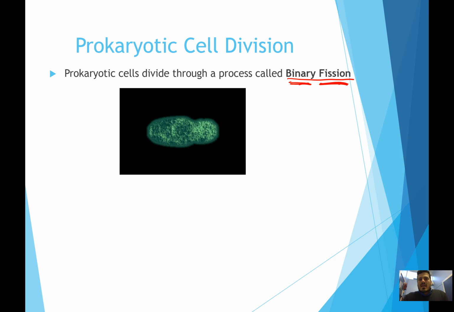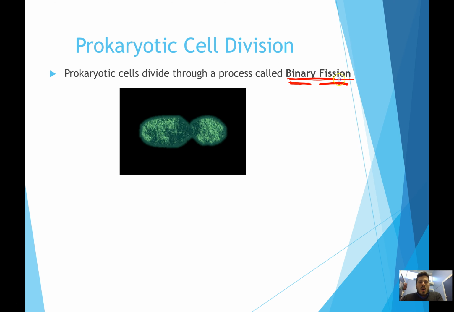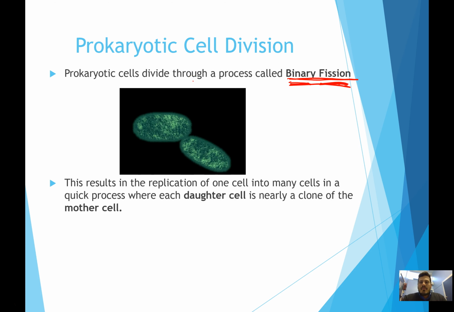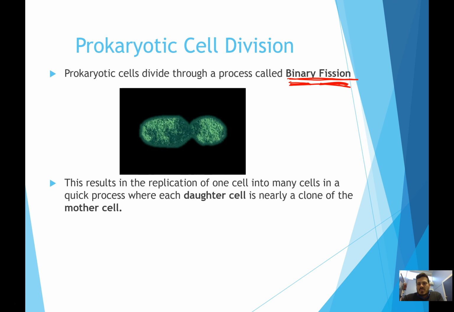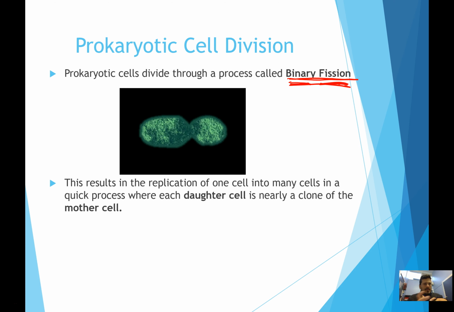So let's first talk about prokaryotic cell division. Prokaryotic cell division is all about what we call binary fission, and this is the process of binary fission right here. Binary fission results in the replication of 1 single cell into 2 cells, then 4 cells, then 8 cells, and then 16 cells. We're just doing 2 to the power of n, where n is the number of divisions. Each of those daughter cells is going to be an exact clone of that mother cell. Well, nearly an exact clone of that mother cell.